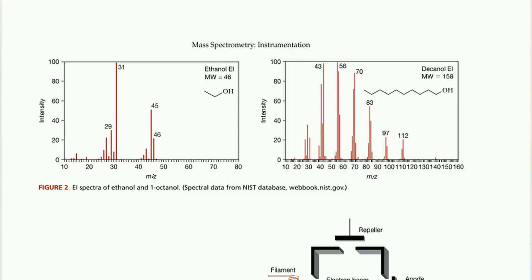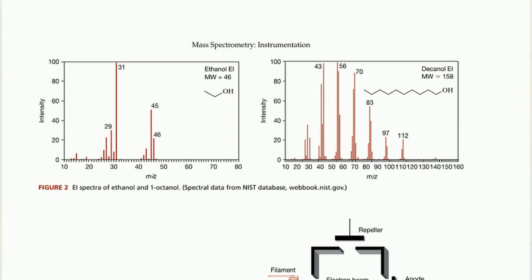This graph shows the result of that process for a molecule of ethanol. The x-axis, labeled m/z, represents the mass of each fragment. The y-axis shows the relative abundance, or how many of those specific fragments successfully reach the detector.